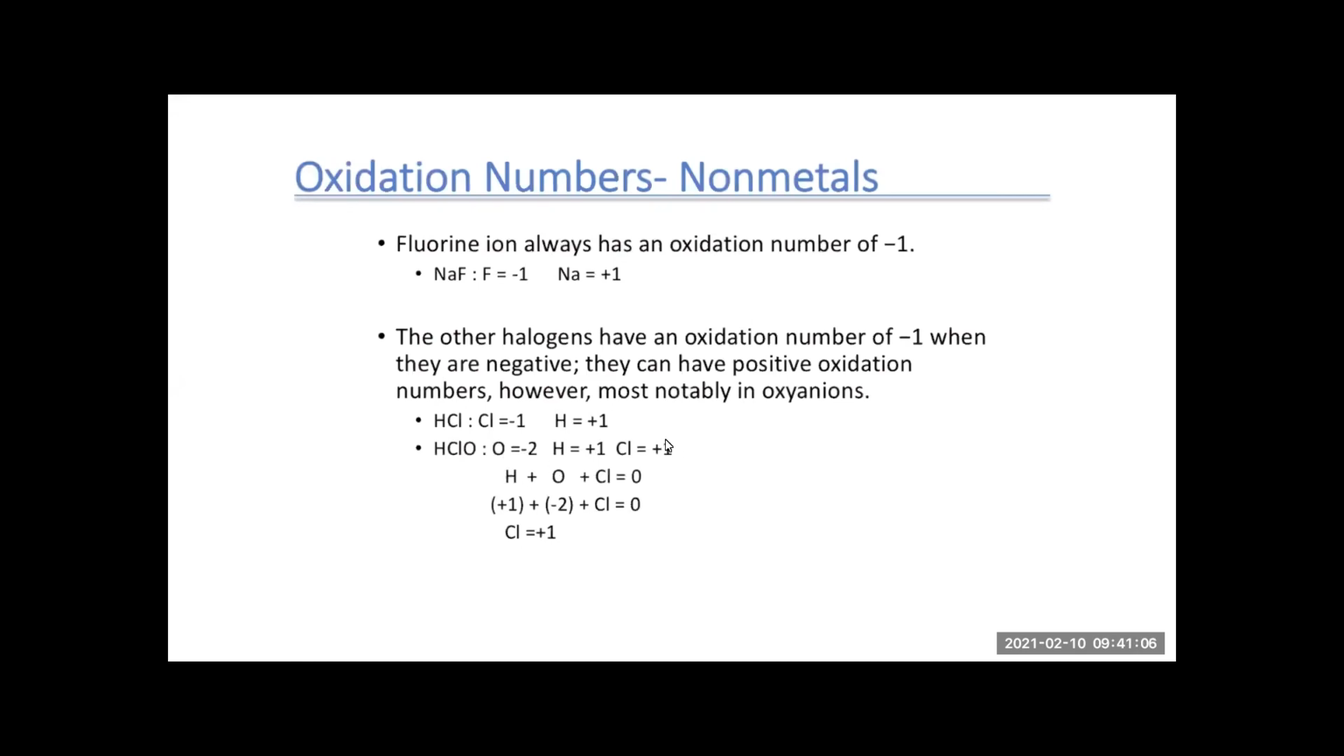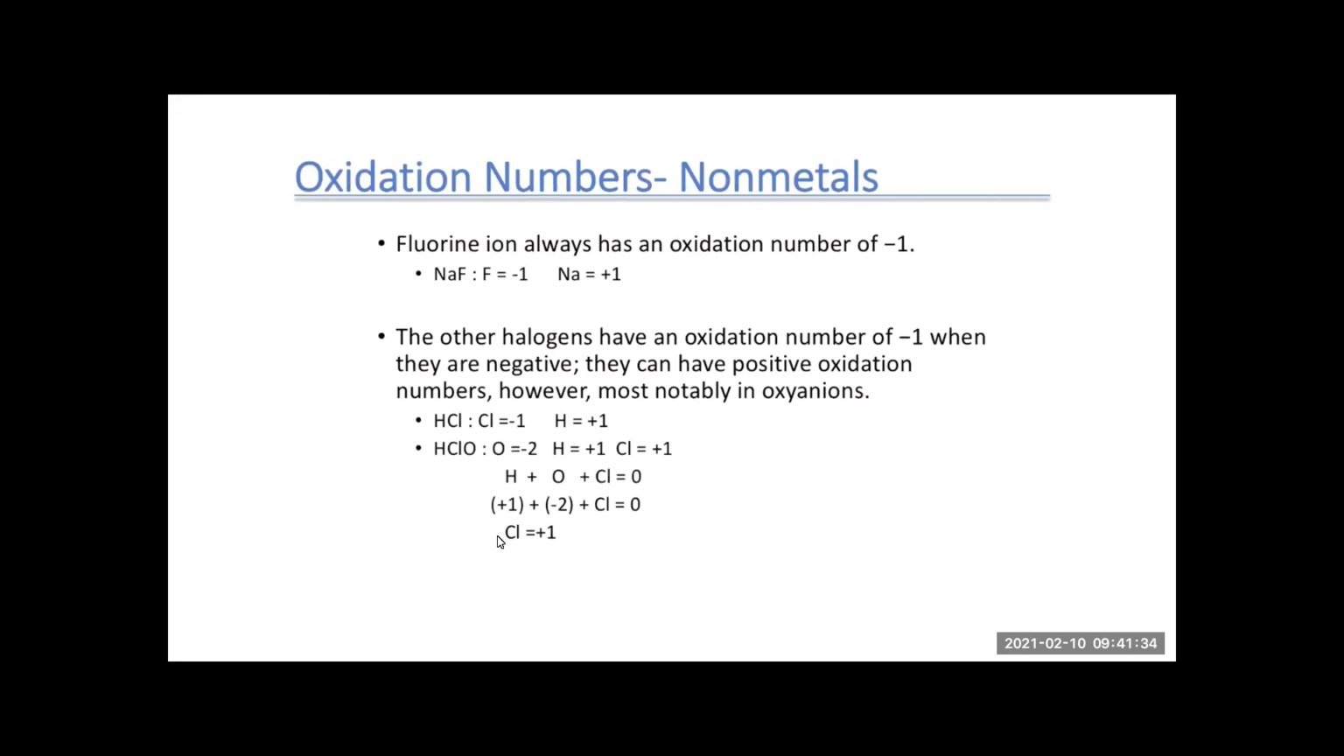If we don't know that chlorine's a +1, we can set up an equation where hydrogen, oxygen, and chlorine have to equal 0 because the molecule has an overall charge of 0. I know hydrogen has to be a +1, oxygen is a -2, chlorine's still unknown. So when I move these numbers over to the other side of the equation, we end up with a +1, which therefore is the oxidation number for chlorine.